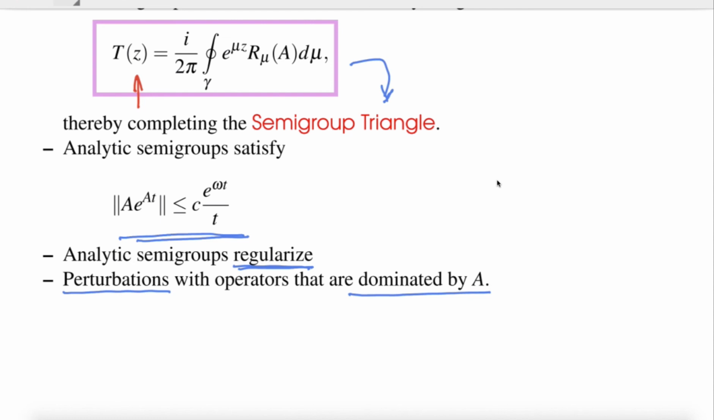Good. So that's it for the semigroup theory. I hope you are convinced that on the one hand it is a very interesting theory in itself, and there are lots of books where you can learn more. On the other hand, it is a rather useful theory to study applied mathematics and to study differential equations, in particular partial differential equations.